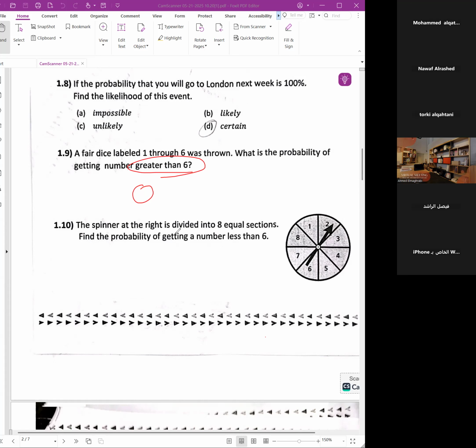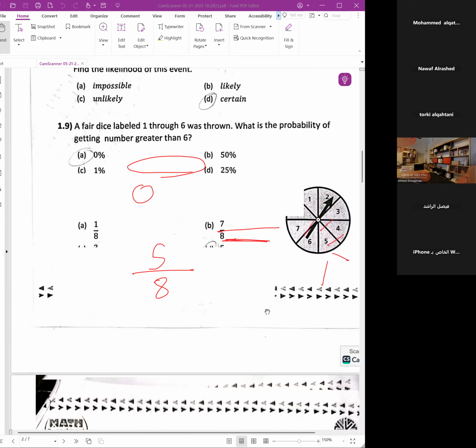The spinner at the right is divided into 8 equal sections. Find the probability of getting a number less than 6. Here we have 8 sections, so the probability will be over 8. How many numbers are less than 6? 1, 2, 3, 4, 5. Excellent. 5 out of 8. Here is the final answer, okay?